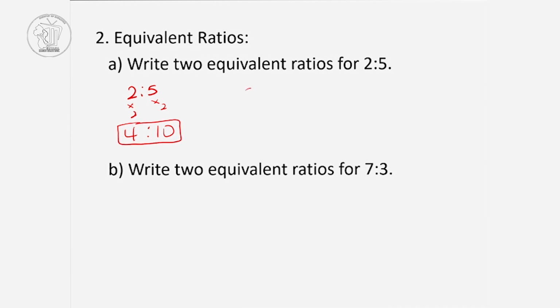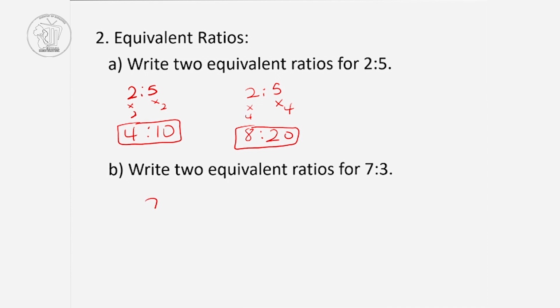And we could also try multiplying the ratio 2 to 5 by 4. So you multiply both parts by 4. 2 4s are 8, 5 4s are 20. So two equivalent ratios would be 4 to 10 and 8 to 20.